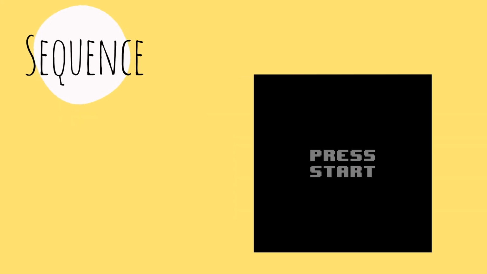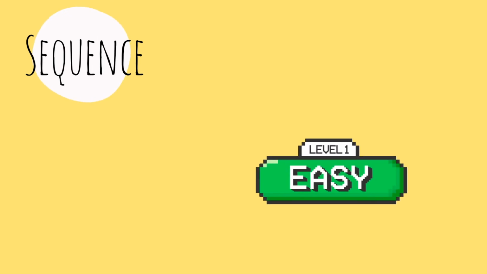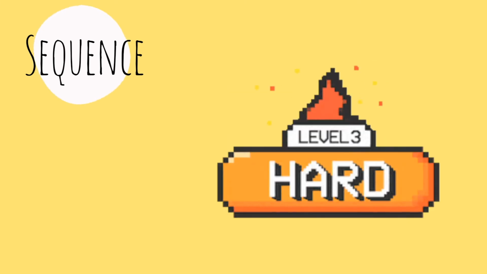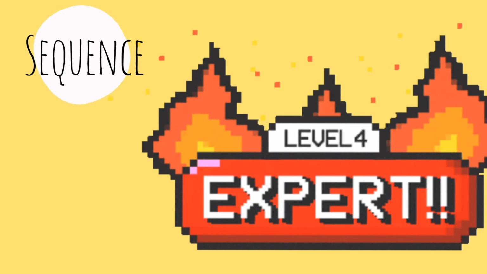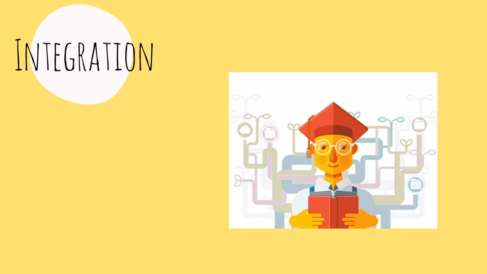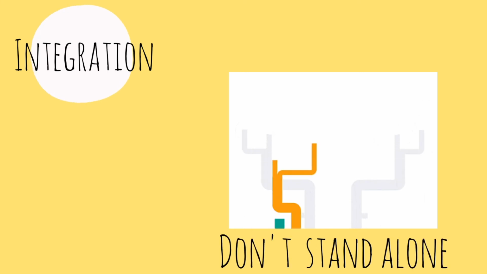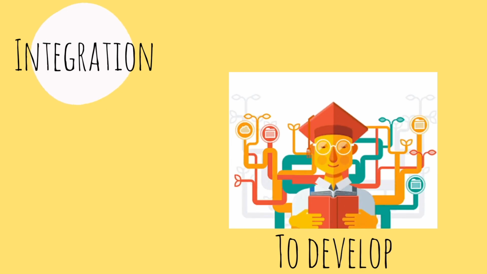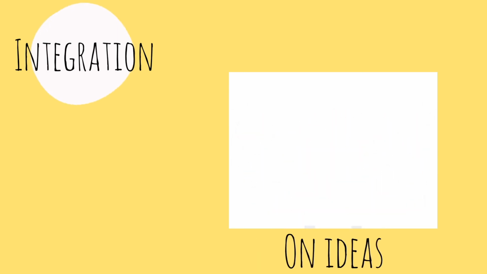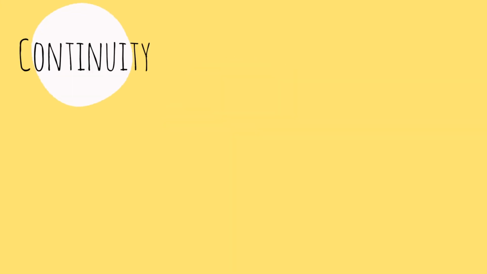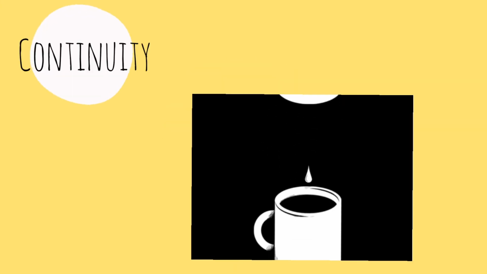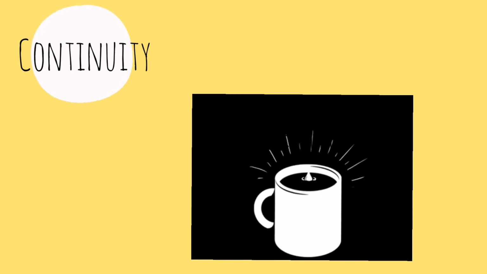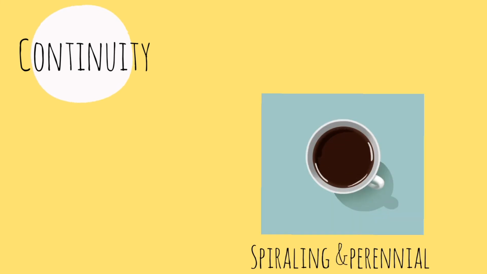S, Sequence. It is the logical arrangement of the content, and the pattern is usually from easy to complex, from what is known to the unknown, and from current to something in the future. I, Integration. Content in the curriculum does not stand alone or in isolation. It has some ways of relatedness to other content to develop a more powerful understanding of the key ideas. And lastly, C, Continuity. The content in the curriculum should continuously flow as it was before, to where it is now and where it will be in the future. It is spiraling and perennial.